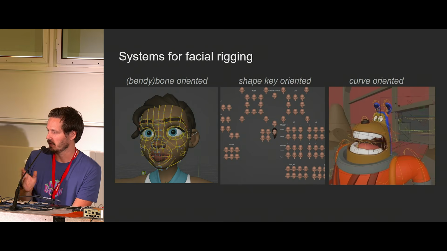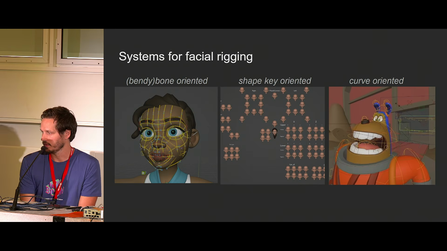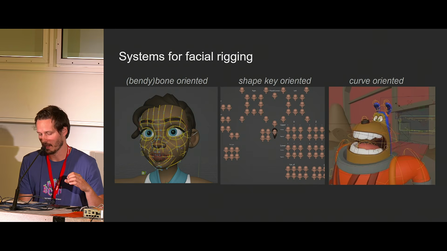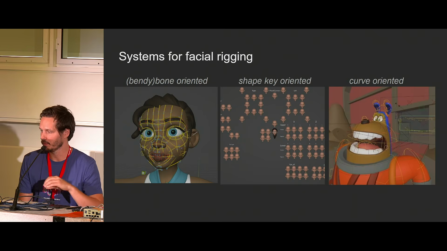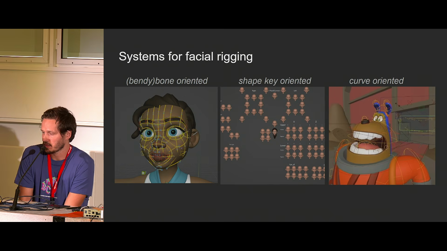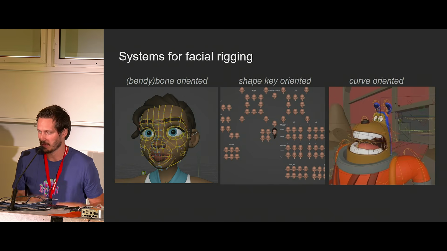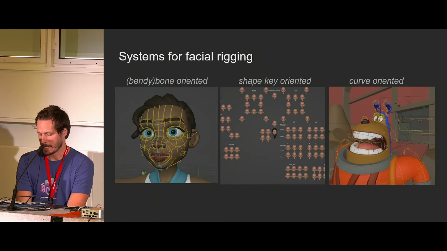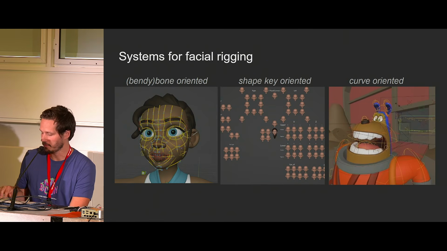For the movie Wing It, where you see the dog, it was a very curve-oriented workflow, which really served a different purpose than if you work with, for example, very realistic characters, where shape keys might be a heavier part of the workflow.